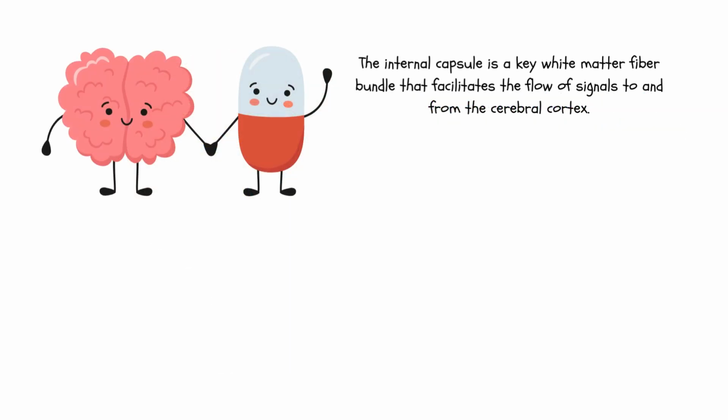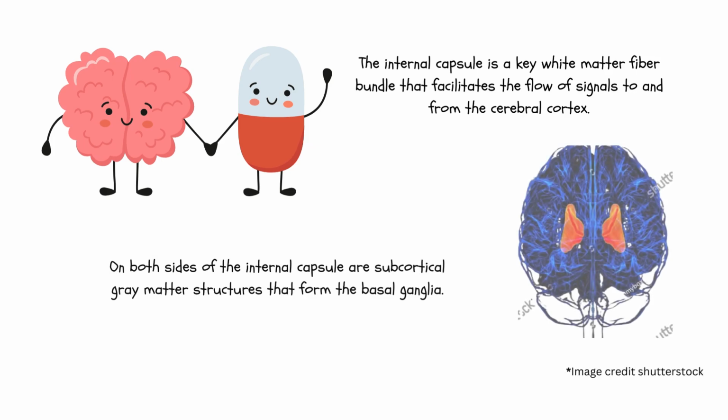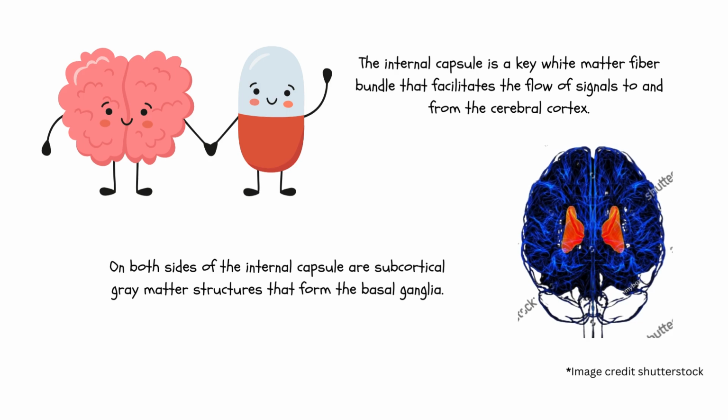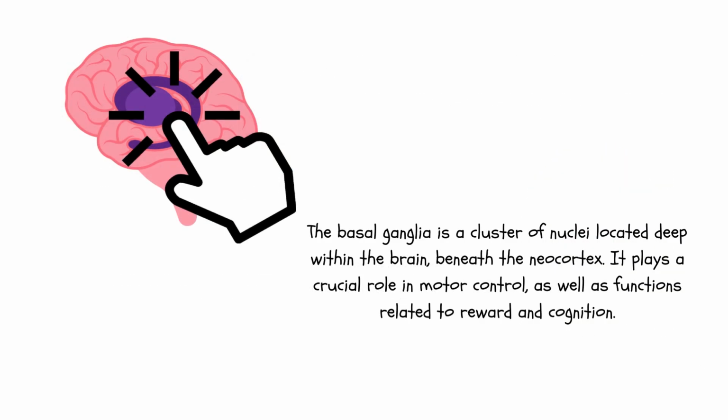The internal capsule is a key white matter fiber bundle that facilitates the flow of signals to and from the cerebral cortex. On both sides of the internal capsule are subcortical grey matter structures that form the basal ganglia. The basal ganglia is a cluster of nuclei located deep within the brain, beneath the neocortex. It plays a crucial role in motor control as well as functions related to reward and cognition.